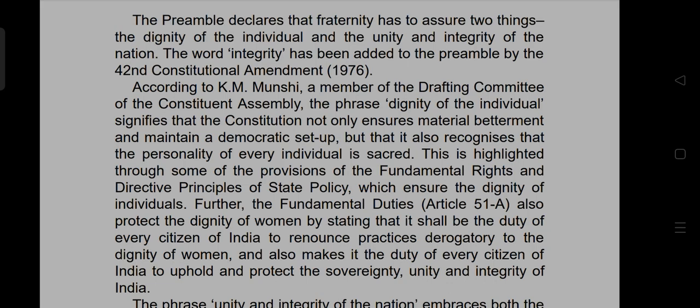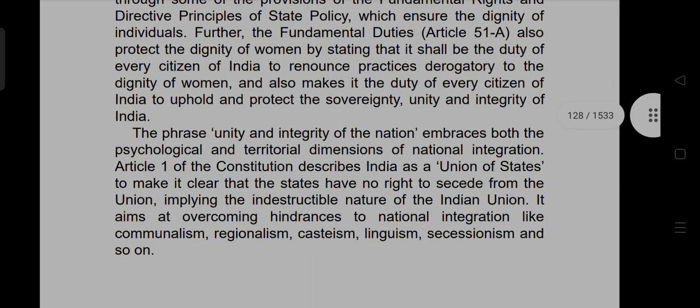Further, the fundamental duties, Article 51A, also protect the dignity of women by stating that it shall be the duty of every citizen of India to renounce practices derogatory to the dignity of woman, and also makes it a duty of every citizen of India to uphold and protect the sovereignty, unity, and integrity of India. The phrase unity and integrity of the nation embraces both psychological and territorial dimensions of national integration.